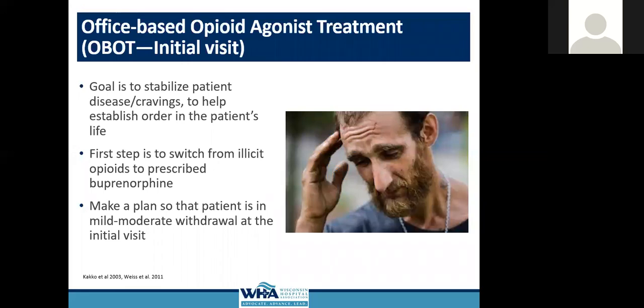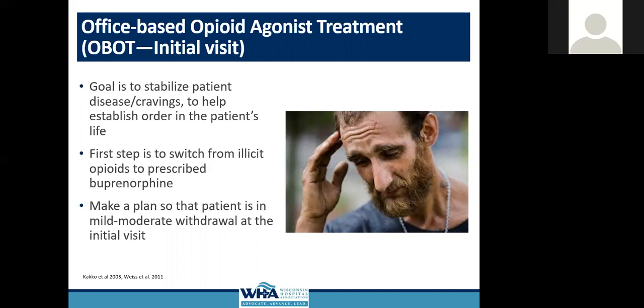Now, your initial visit is really about understanding why this patient's here and setting goals. And like we said before, the goal is to stabilize the patient's disease, meaning cravings. Try to help this patient quell their cravings so that they can establish order in their life and basically get their finances in order, go to their job, take care of their kids, do the things that people need to have stability and really long-term satisfaction in life. The first step to having long-term satisfaction in life is to get off illicit opioids and switch to prescribed buprenorphine. So to take this drug out of the streets and into the clinic setting, and eventually into the home prescription setting, which is really the difference between buprenorphine and methadone.